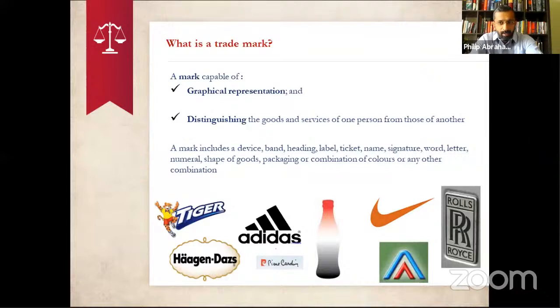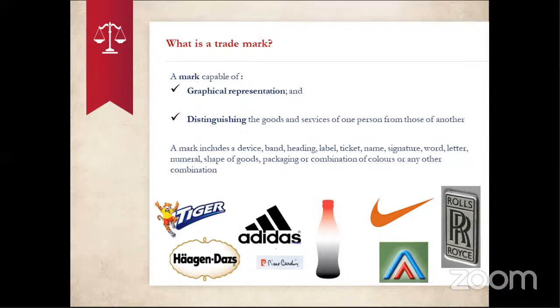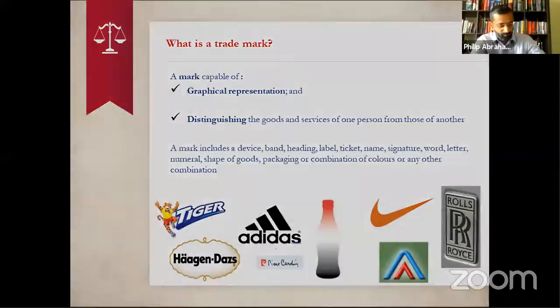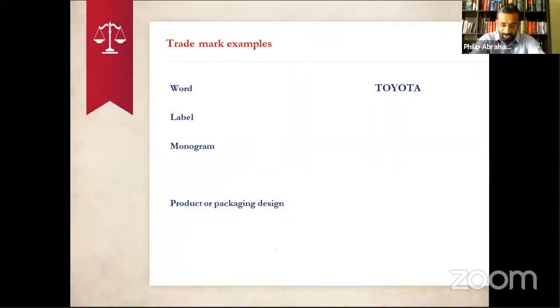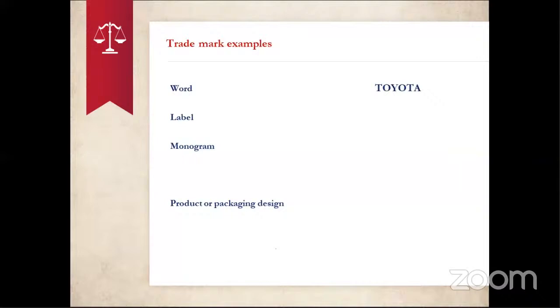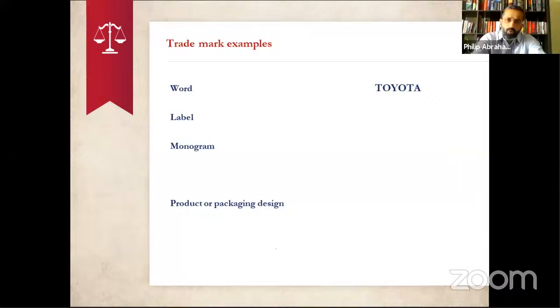Now, likewise, I am certain that you all know what this one is. Sir, it is from Nike. Perfect. Many participants answered. Right. Thank you. So now, just to give you examples of what a trademark is. Trademarks can be of various forms. It can be a word mark like Toyota.